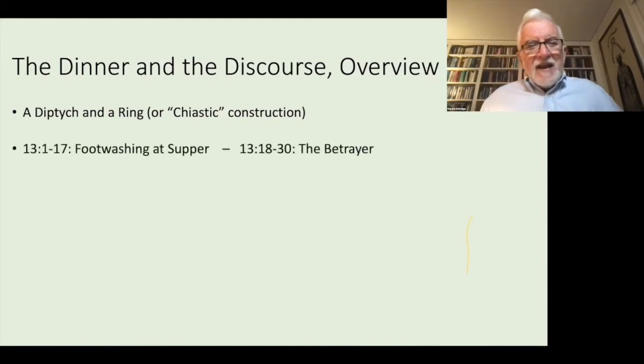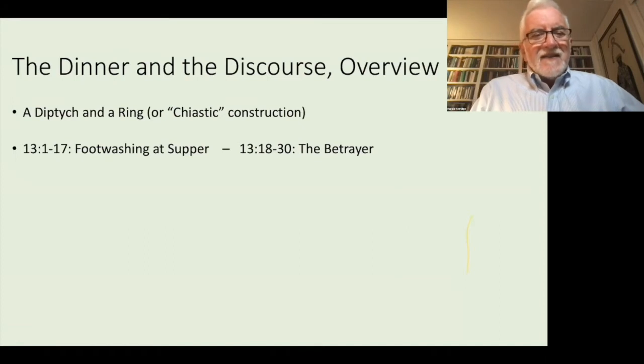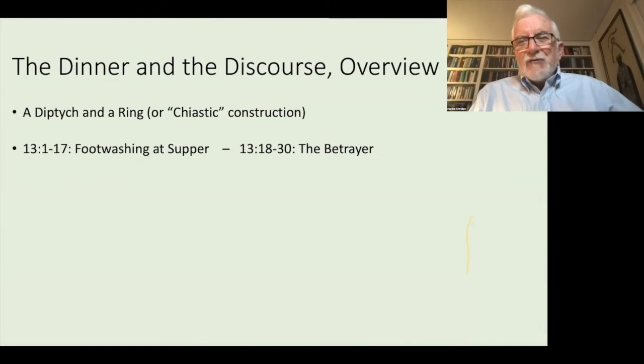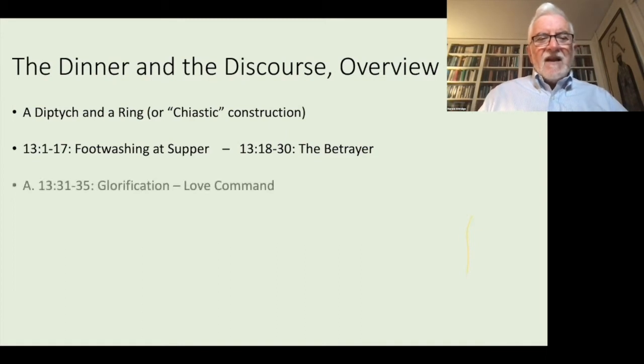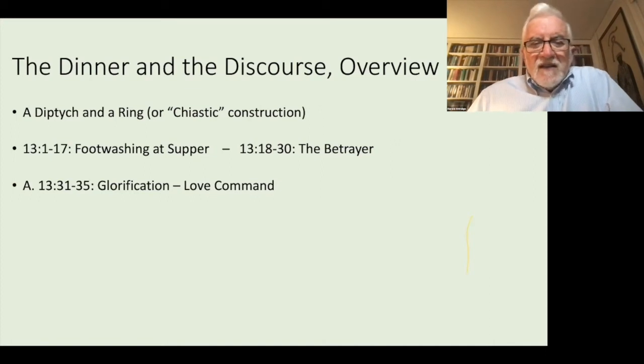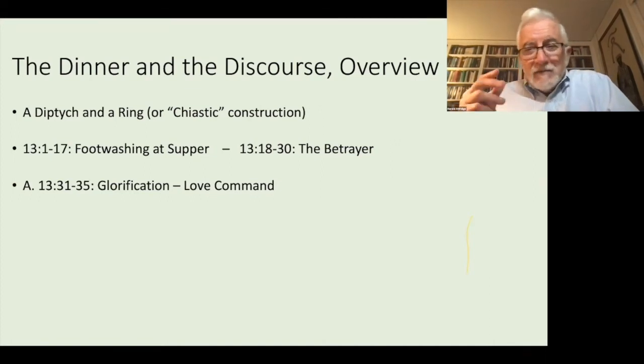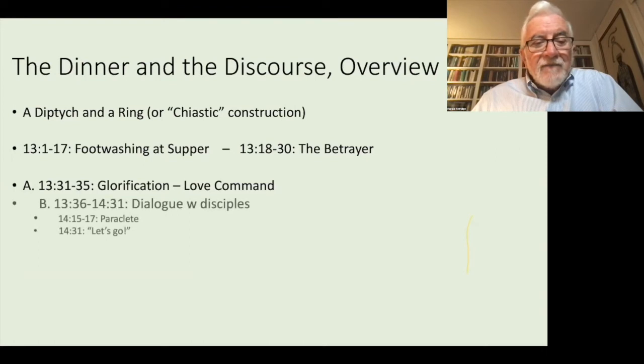So what we have here, I think, in chapter 13 is a nice little diptych. We have the foot washing at supper scene, followed by discussion about the betrayer. And those two neatly balance one another. Then we have the farewell discourse that begins on the note of glorification. Glory is big throughout these chapters. And the love command, which is the point at which glory is revealed and is the vehicle through which glory is revealed. And that begins in chapter 13, 31 and following.